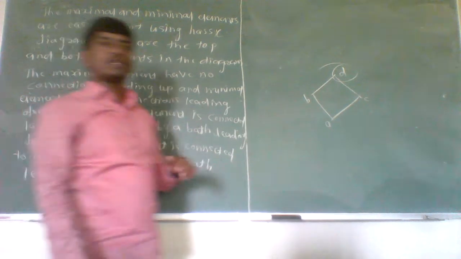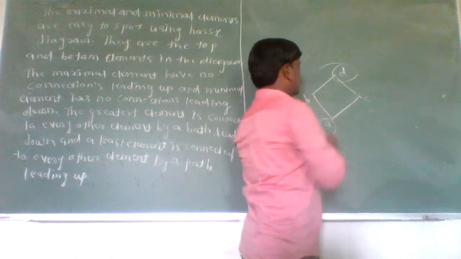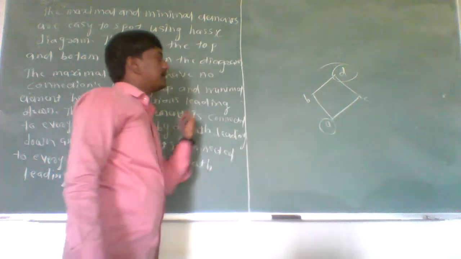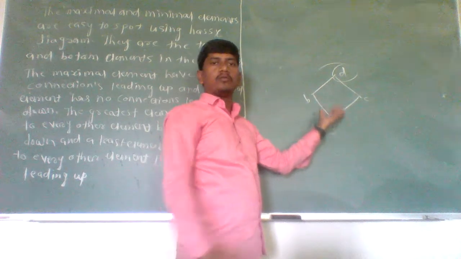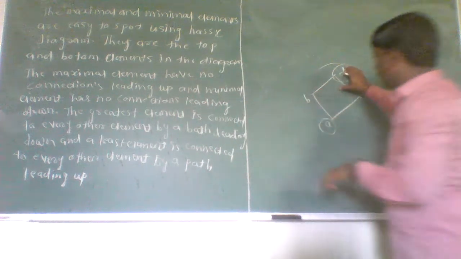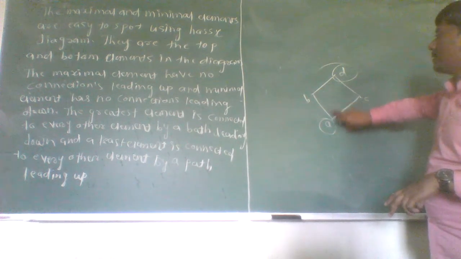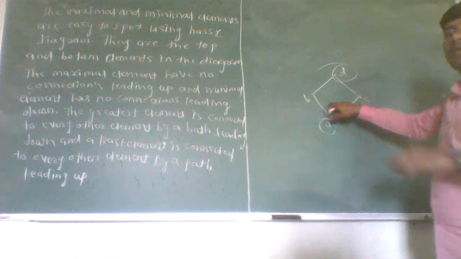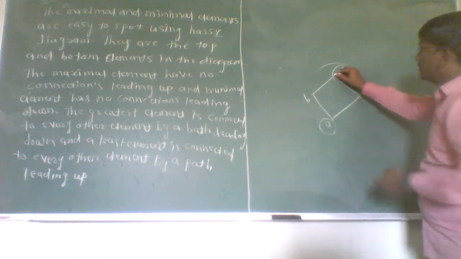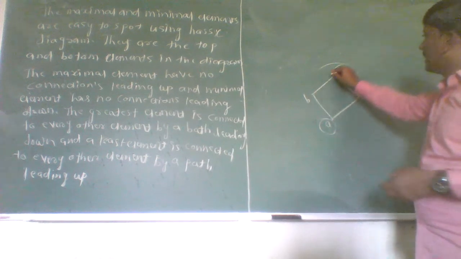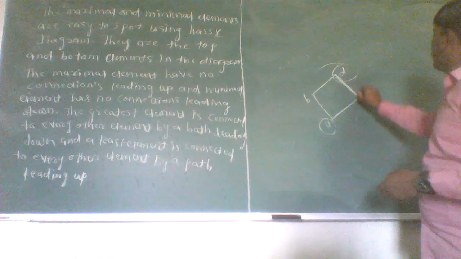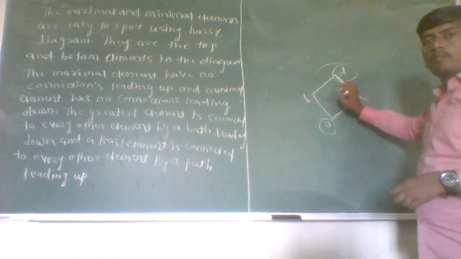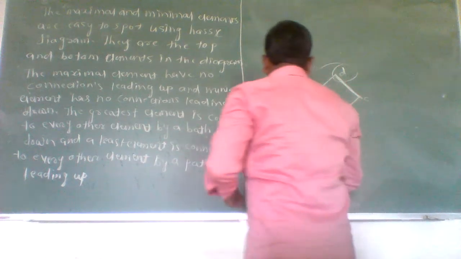From the definition of least and greatest element, A is the least element. As A is the least element, from the statement, A is connected to every element of the given poset by a path leading up, and D is connected to every other element by a path leading down. D is connected to C and B, and there is a path from D to C and C to A. Therefore, D is connected to every element of the given poset.